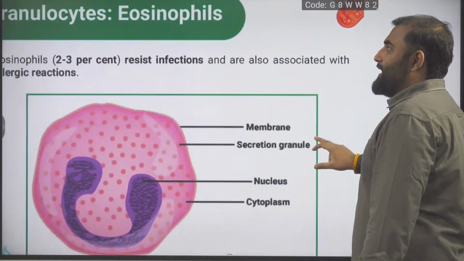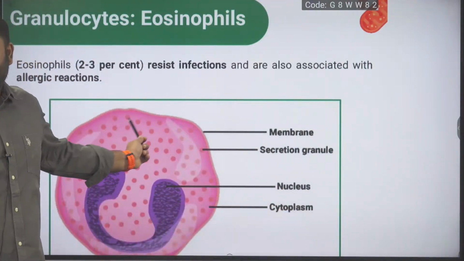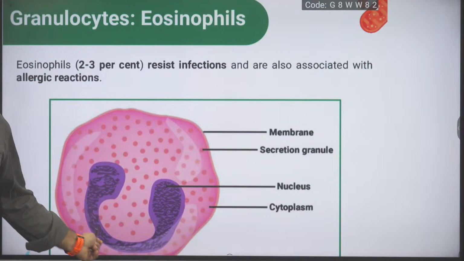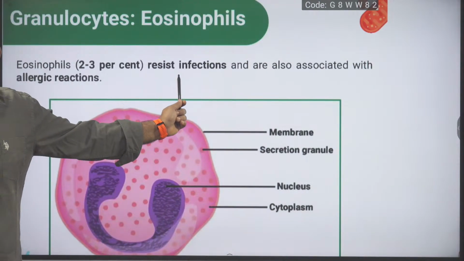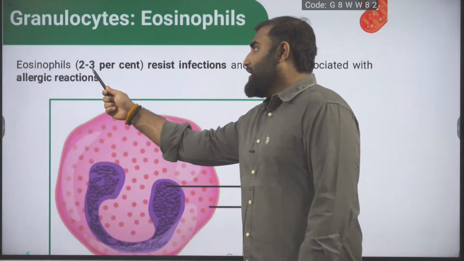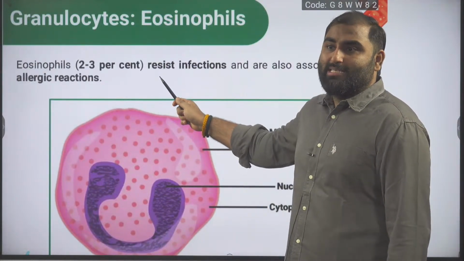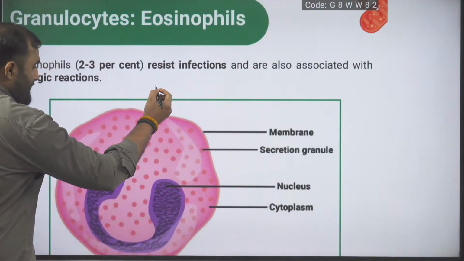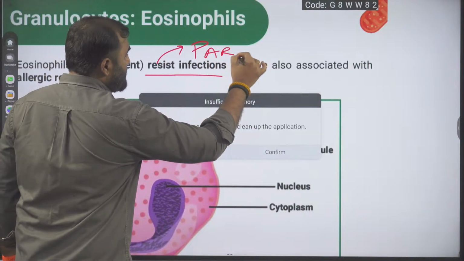Moving ahead, next cell, eosinophil. You can see the granules are red in color, acidic staining granules. The nucleus is bilobed. Out of total WBCs, eosinophils are 2 to 3%. And they also resist infection. You can note down, they mostly resist parasitic infections.